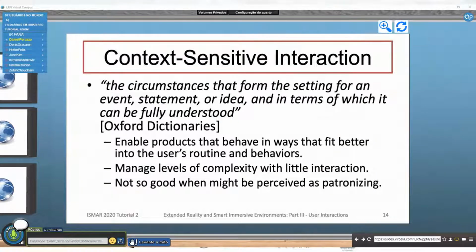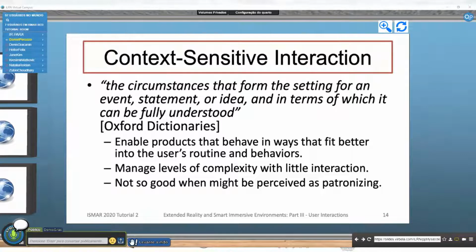So context-sensitive interaction can be looked at as the circumstances that form the setting for an event, statement, or idea, in terms of which it can be fully understood. So therefore, that allows us to enable products to behave or act in ways that are a better match for user routines and behaviors. Also, it helps manage the level of complexity with little interaction.